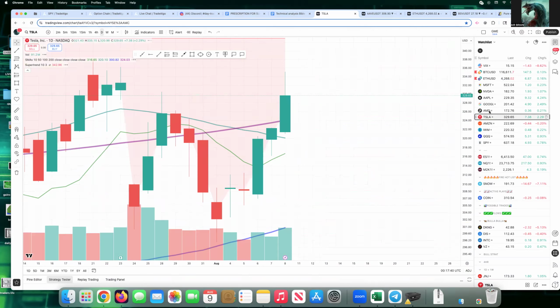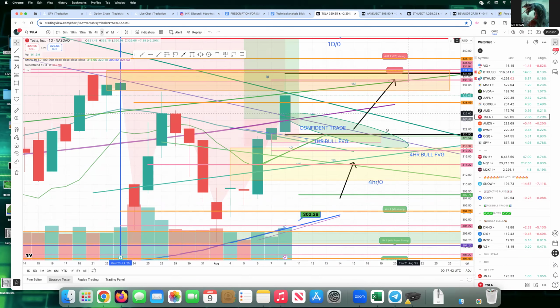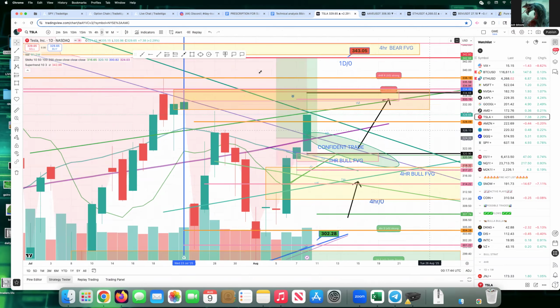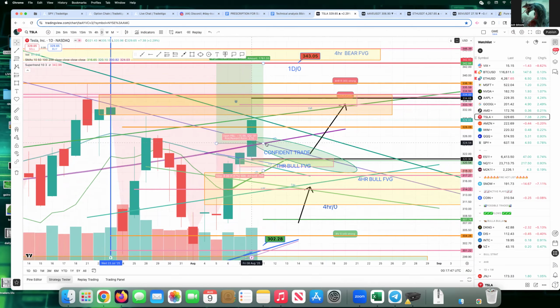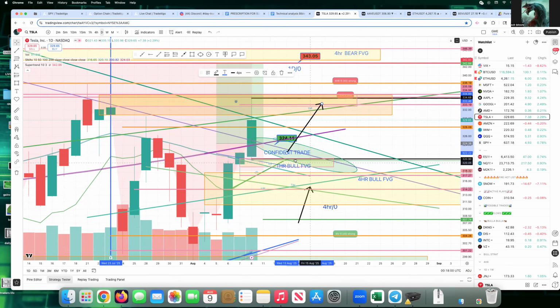Tesla is a beautiful setup, mainly because it broke a weekly sloping trend line of resistance. So if we do come back down to this roughly 323-ish level, 324 level, let's call it 324, 324 is a big buy zone for me. Just like the other stock, you see a big circle here with an arrow coming out of it. That's where I'm going to gobble up calls, right?